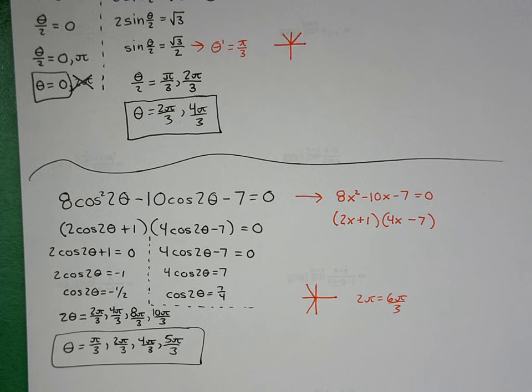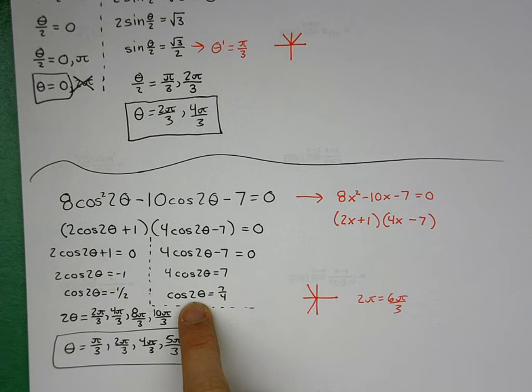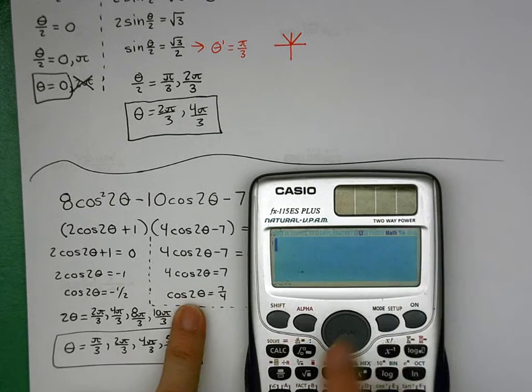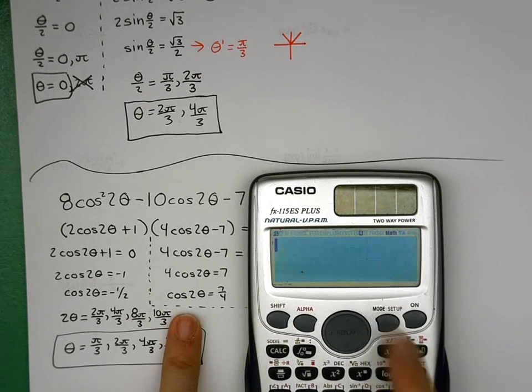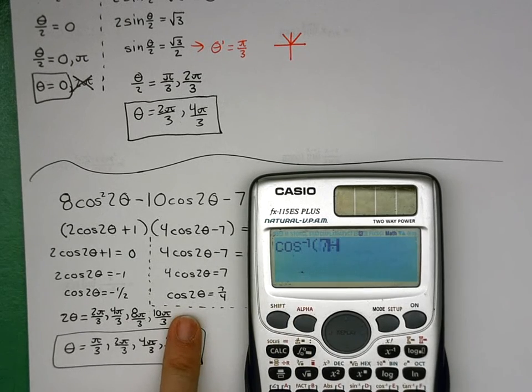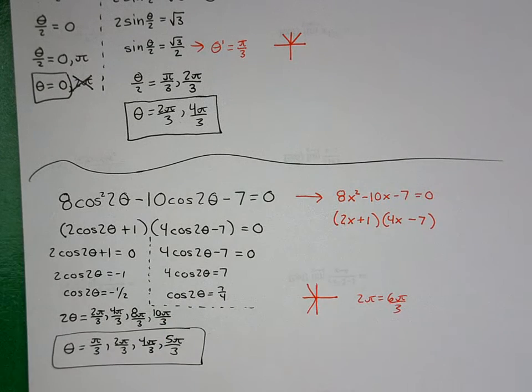In fact, if you picked up a calculator, let me go ahead and do that, and plugged in the arc cosine or inverse cosine of 7/4, your calculator will tell you error, saying it's not possible, we can't get to that value. And so there is no solution from this right side of the equation.